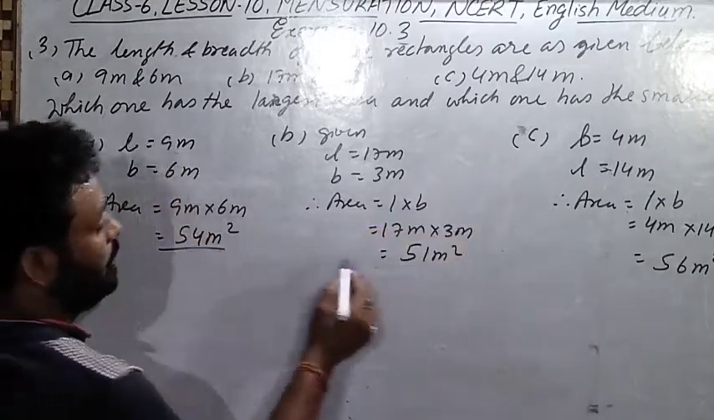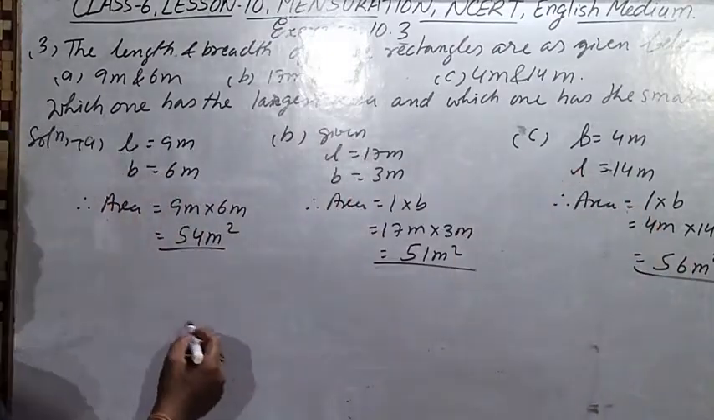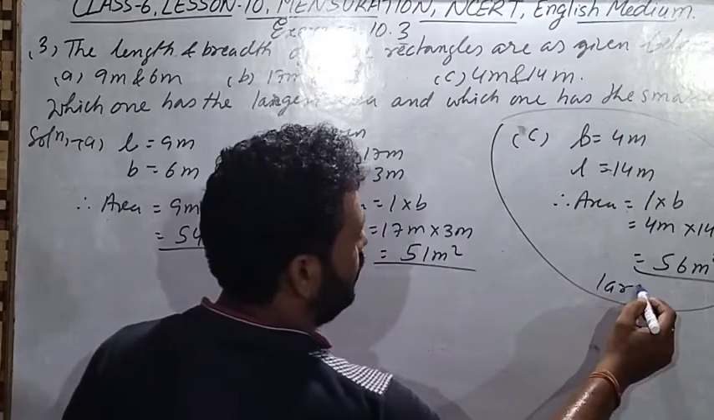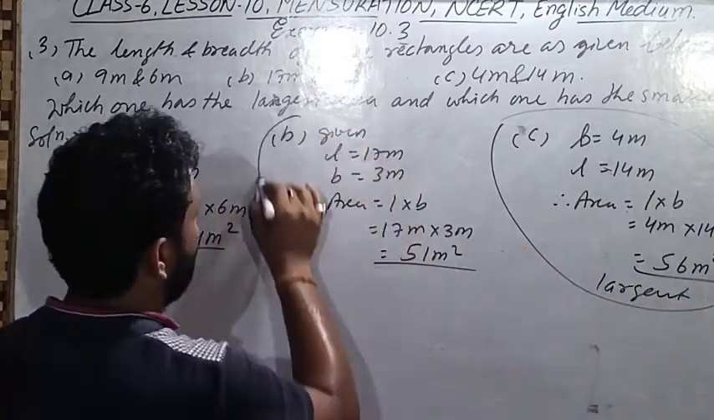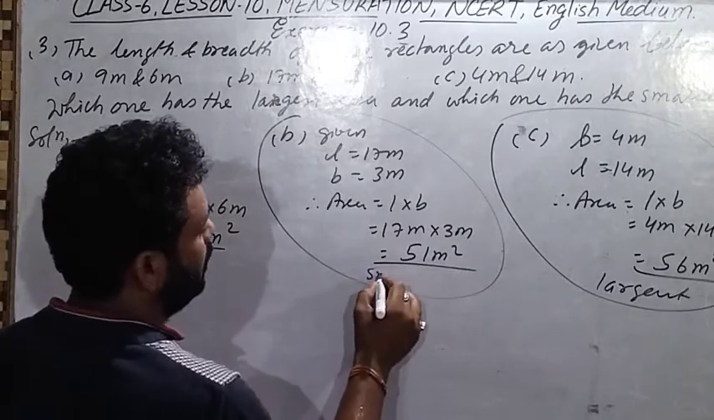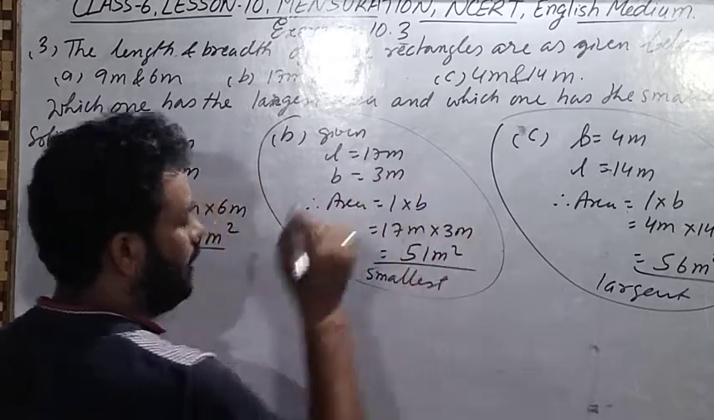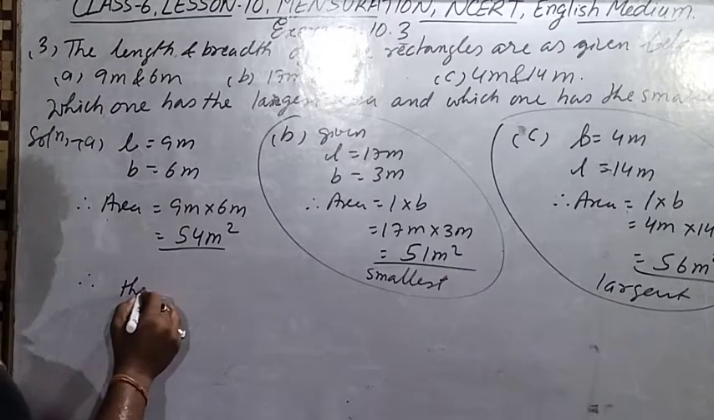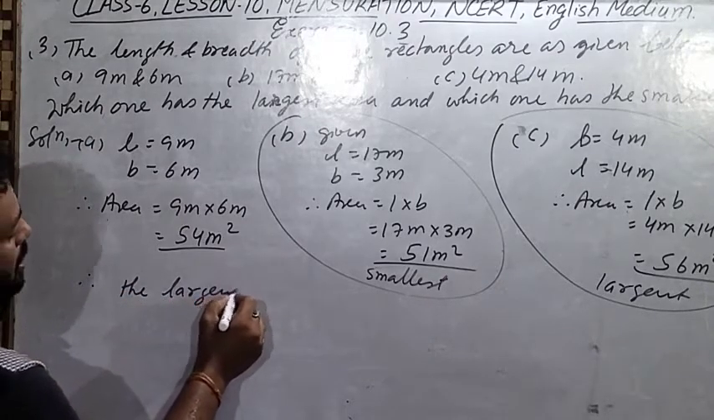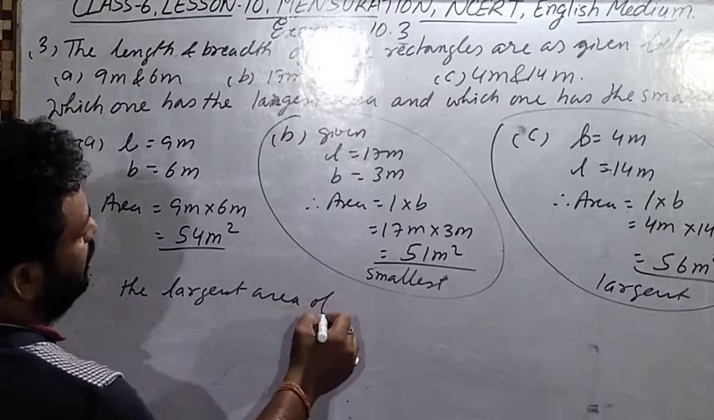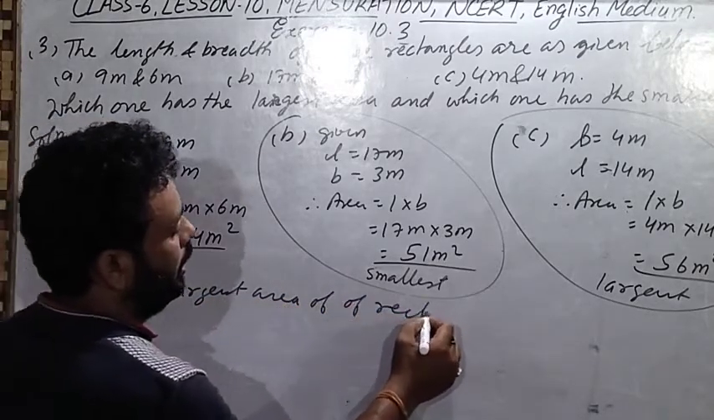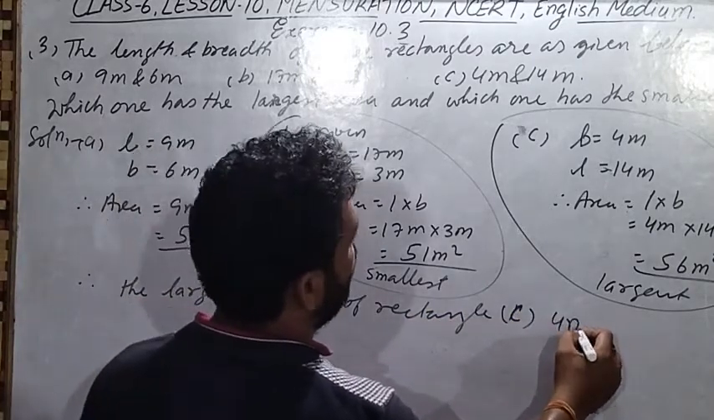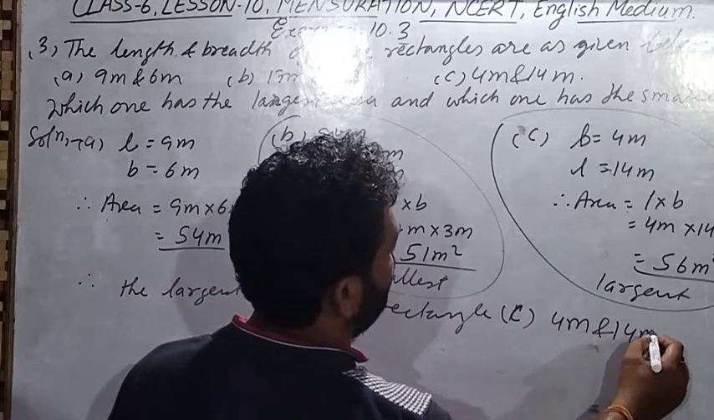We can see from this. So which has the largest? C has the largest, this one is largest, and B rectangle is smallest. We can find. So you will write here, therefore, the largest area is of rectangle C, 4 meter and 14 meter.